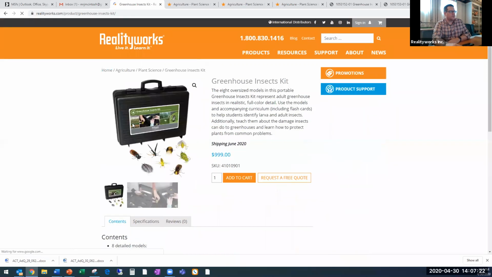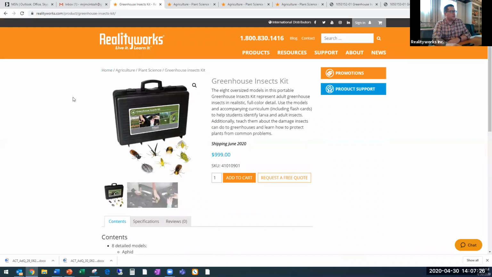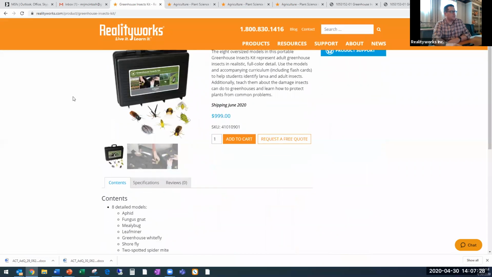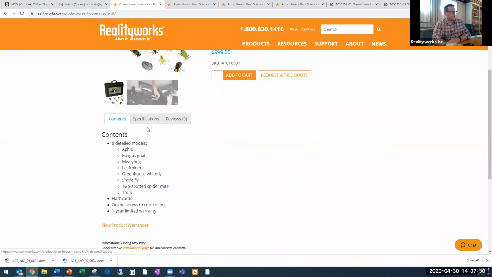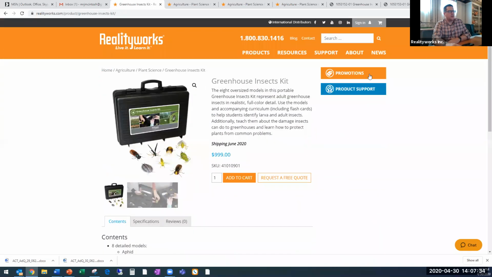There we go. Sorry, I jumped to the greenhouse insect because it was getting there. Here is again the greenhouse insect. It gives you the specifications. It gives you different pictures of the different insects. It has promotions and product support help as well for those.